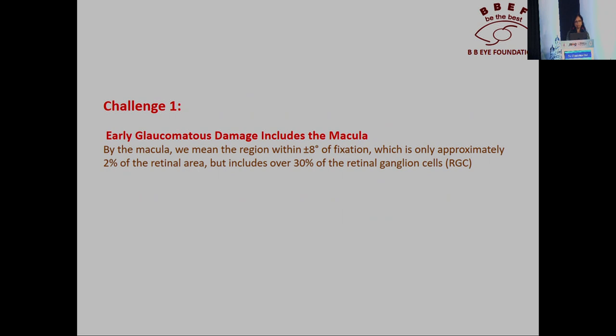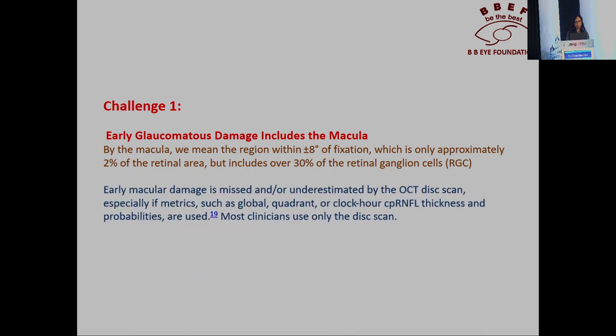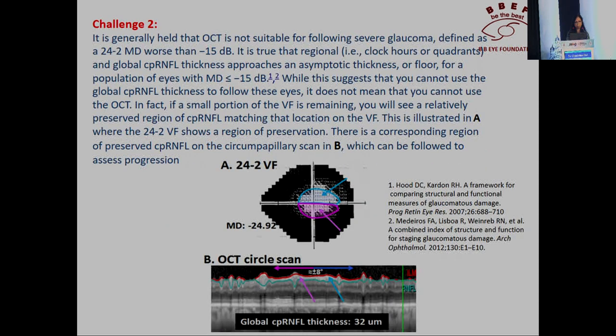By the macula, we mean the region within 8 degrees of fixation, which is only approximately 2% of the retinal area, but includes over 30% of the retinal ganglion cells. Early macular damage is missed or underestimated by the OCT disc scan, especially if metrics such as global, quadrant, or clock hours are taken into account for RNFL thickness. So most clinicians use the disc scan.